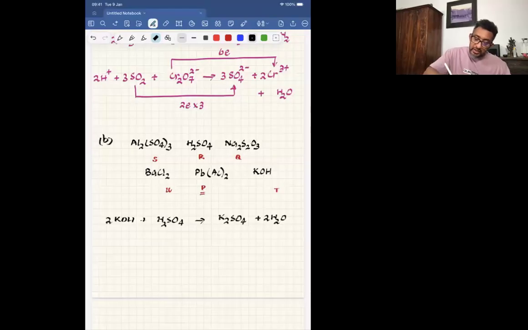P and R. Lead acetate. Pb acetate means CH3COO minus, twice. Lead acetate plus P and R. R is sulfuric. You get lead sulfate. Lead sulfate is a precipitate, PbSO4. Lead sulfate and acetic acid.